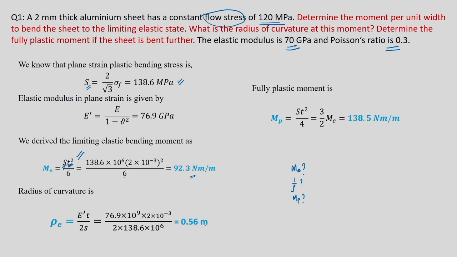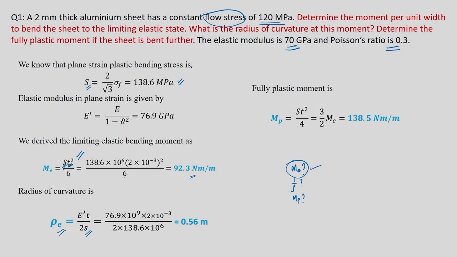92.3 is a value that is given. So this has been found out now. Next, we need to get 1 by rho at this particular stage. We already derived this equation, E dash into T by 2S, that you already derived, E dash into T by 2S.